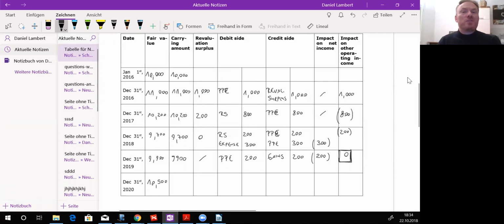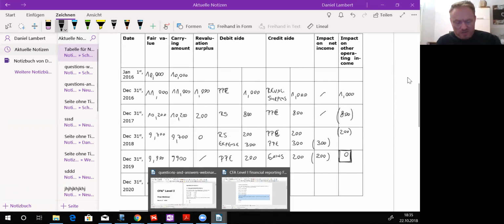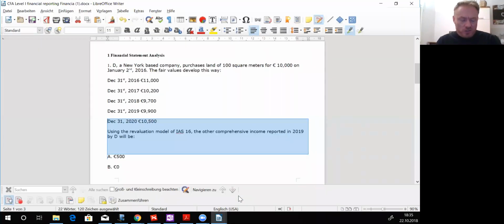Isn't that a nice answer? That's cute, isn't it? The effect on other operating income is 0 because it's totally absorbed by the income statement. The entire effect is absorbed by the income statement, so there is no effect whatsoever in the year 2019, and the answer is no. That was it concerning this question number 1.